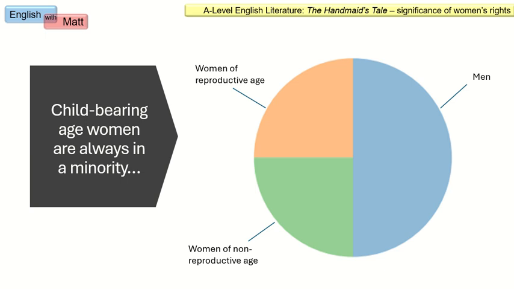So it's interesting to think of society made up in this way. And that's, of course, what we see in The Handmaid's Tale. It's the reproductive women, or women of reproductive age, I should say, who are demonised, who are victimised, and who do arguably suffer the most. So that's interesting, just to think of society in that way.